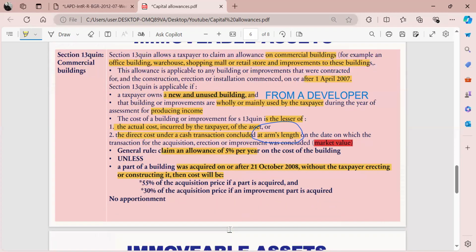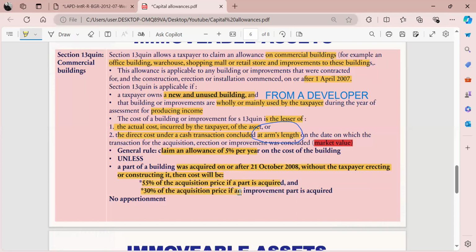So if you are dealing with part of a building, we are going to claim 55% of the acquisition price if a part was purchased, and also on the improvements. So we're going to claim 30% on the improvements if part of a building was acquired. So just to do a quick recap of Section 13 quin, the general rule is we claim 5% per year unless part of a building was acquired.